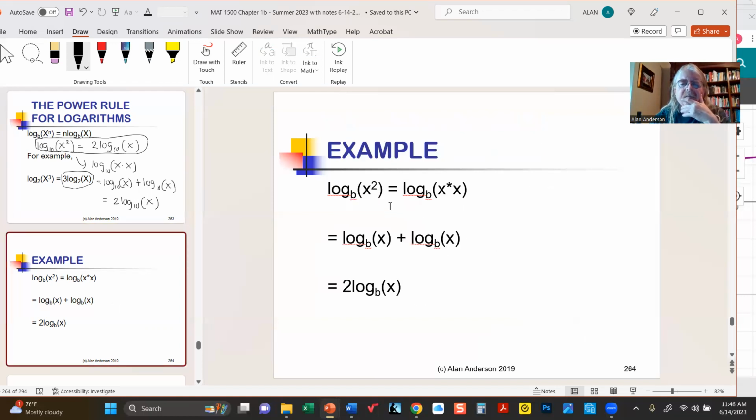So for example, here it is. It's the same thing. It's the proof of why this would have to be true. Log x squared is log b of x times x, and then we break it up into two terms, and then they're both the same. So we just write that as 2 log b of x.